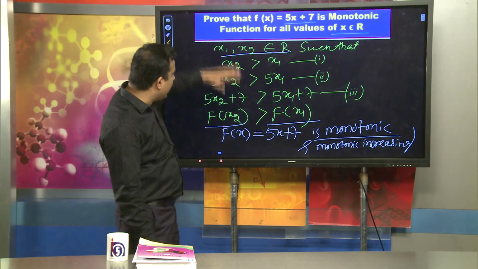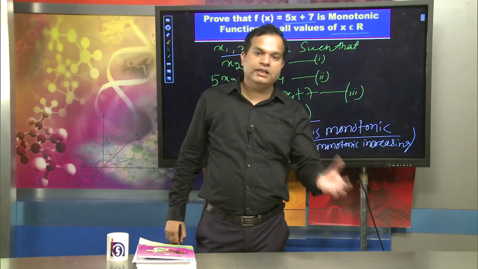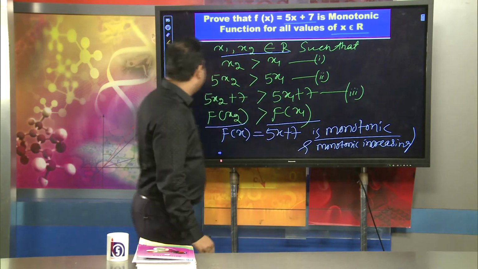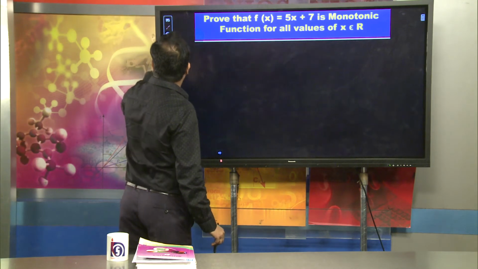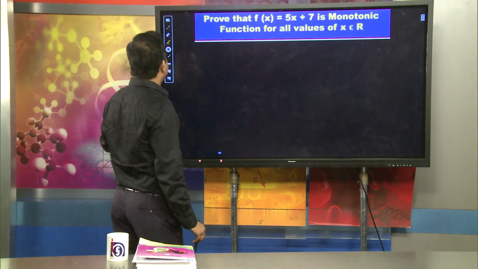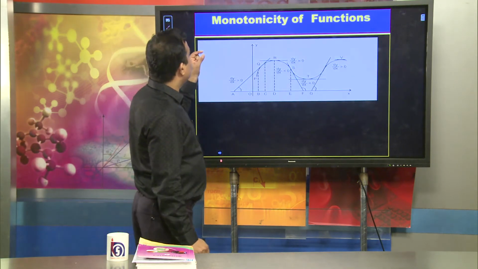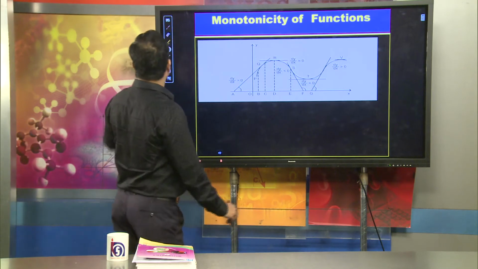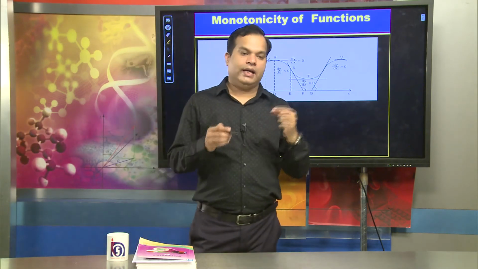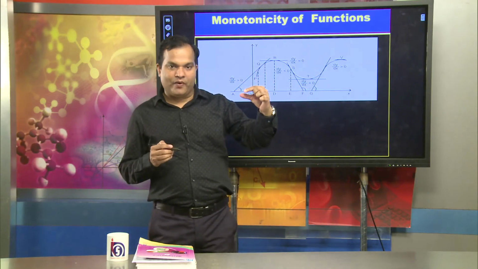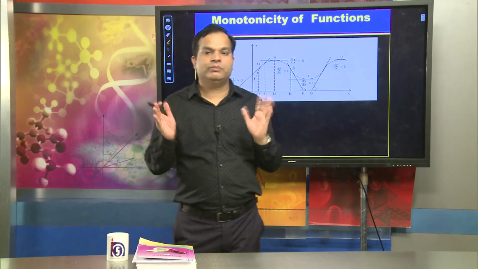So, this is the way we can show whether the function is increasing or decreasing. Dear learners, let us see another thing, the monotonicity of the function. Monotonicity means, at each point, each level, each interval, what is the nature of the function?